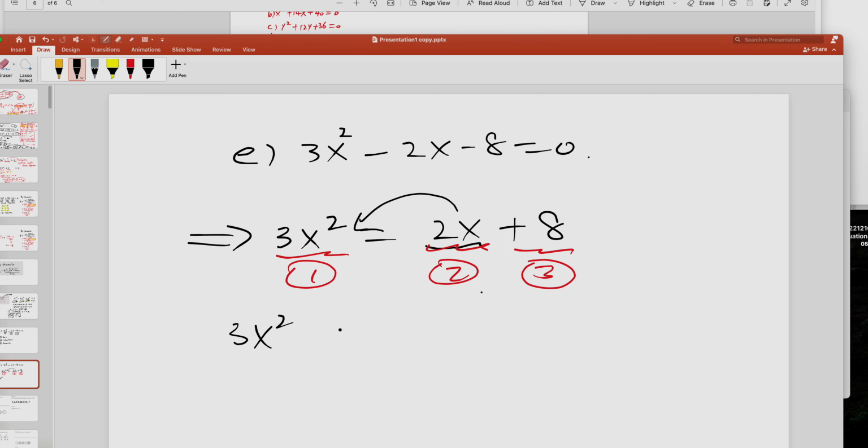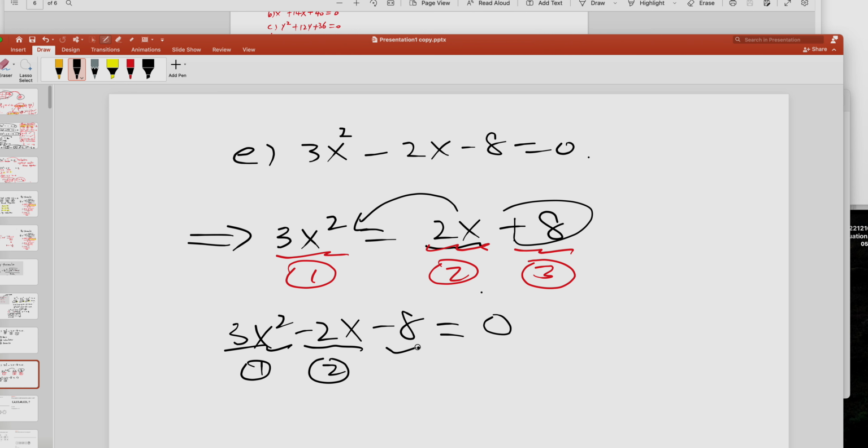This one moves over: minus 2x. This one moves over: minus 8. So when you move everything from the right to that side, you end up with nothing. Nothing is 0, right? And what do you have now? 3 terms. So when you have 3 terms, what do you do? The box method. If the box method doesn't work, calculator. Calculator gives you an answer, formula.